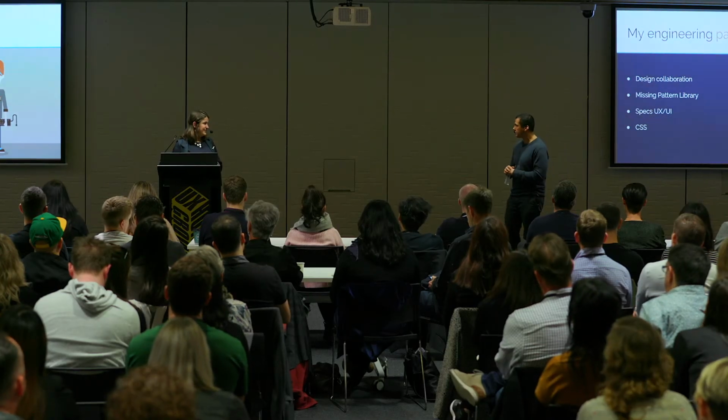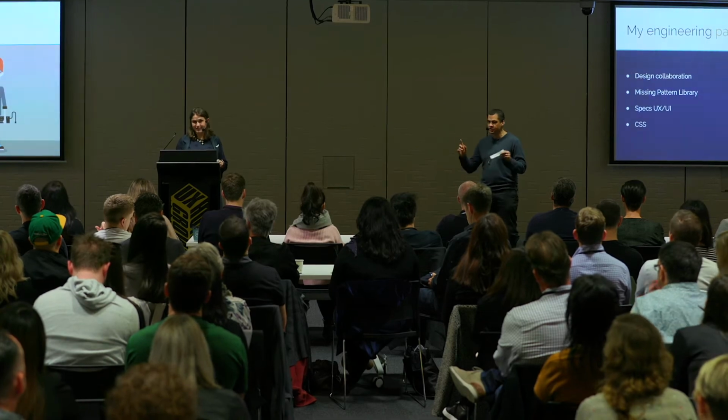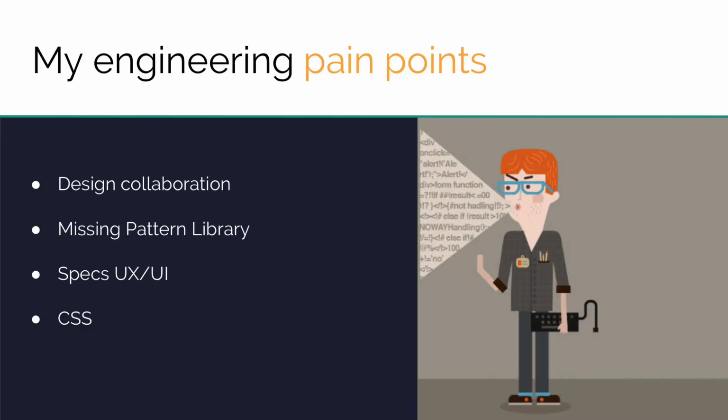So what are the engineering pain points? Okay, so I have my own engineering pain points as well. I've got design collaboration, where Nataliya was saying that we're trying to figure out how to put this design together. We're trying to figure out how to build it and then deploy it. And then there's that missing pattern library, just a place where we can find our digital assets, have a look, pull it out, and see what it looks like. The next thing is specifications for UX and UI: measurements, pixels, typography, and colors.